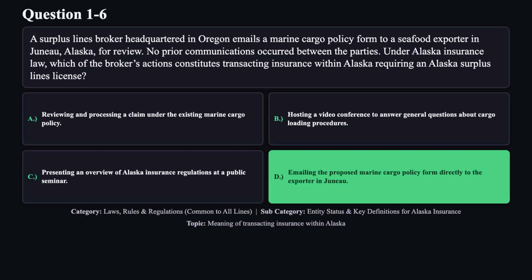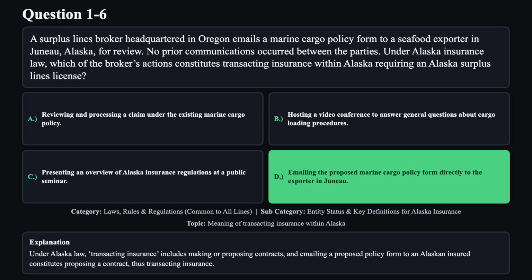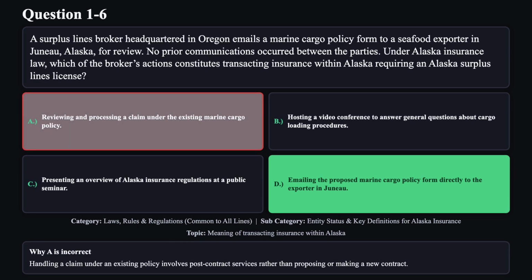The correct answer is D. Under Alaska law, transacting insurance includes making or proposing contracts, and emailing a proposed policy form to an Alaskan insured constitutes proposing a contract, thus transacting insurance. Reason A is not correct. Handling a claim under an existing policy involves post-contract services rather than proposing or making a new contract.